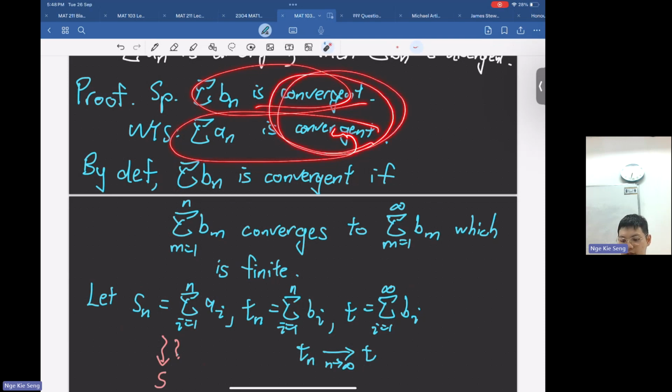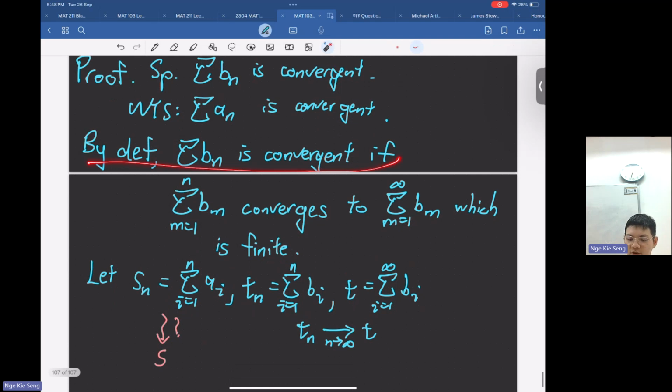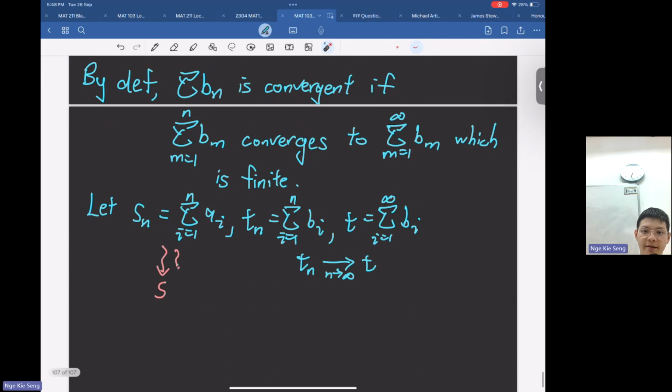So we turn the convergence property into the convergence of the n-th partial sum. Actually, this is almost by definition, you can take this as a definition if you like. So how on earth are we going to do this?